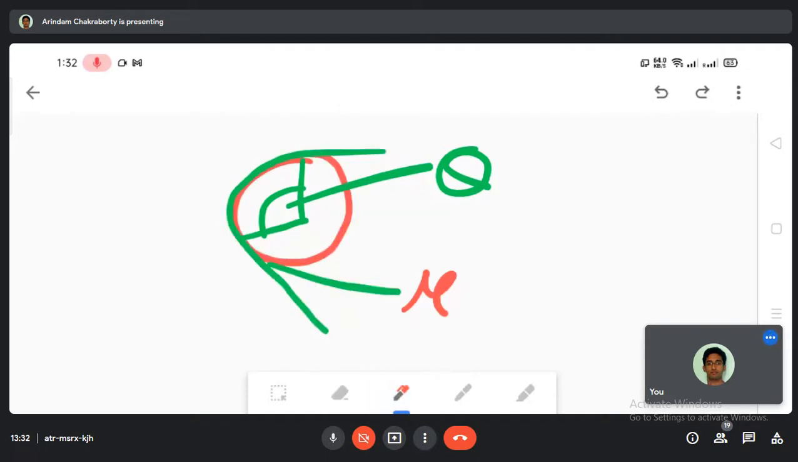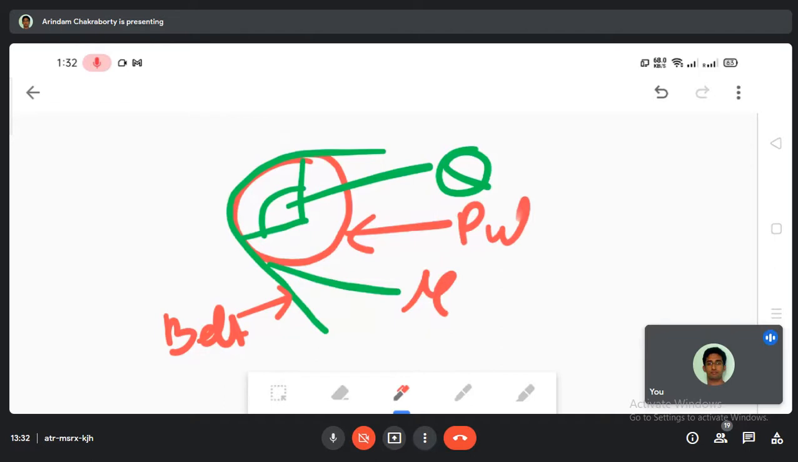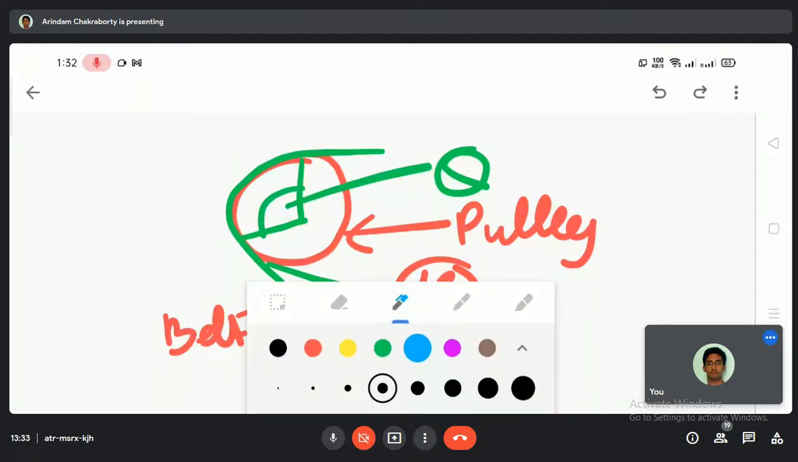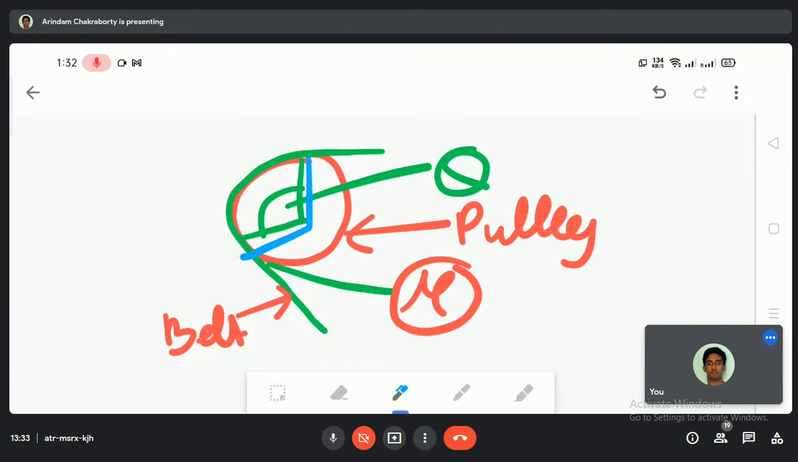So the thing is that mu is the friction constant between the belt and the pulley. This is your belt, and this is your pulley. Mu is the friction coefficient between the pulley and the belt, and theta is the angle at which they are connected to the pulley, nothing but like this. Is that clear?